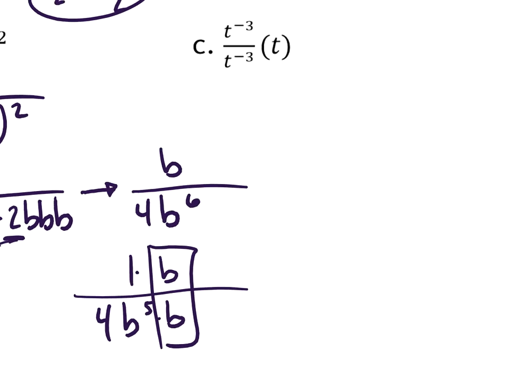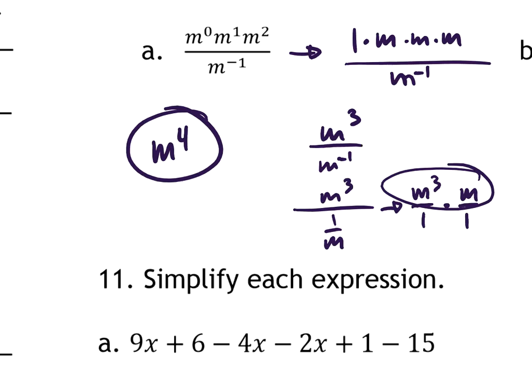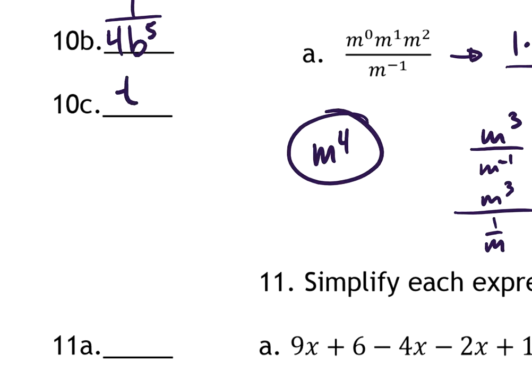Let's see, the last one here. When I look at this, I've got two things that are exactly the same. Yeah, they're awkward, they're negative exponents. I could flip them, I could move them across, but it would just be t to the 3rd over t to the 3rd. The thing is I'm left with just a single factor of t. The answer to C is just a single factor of t.